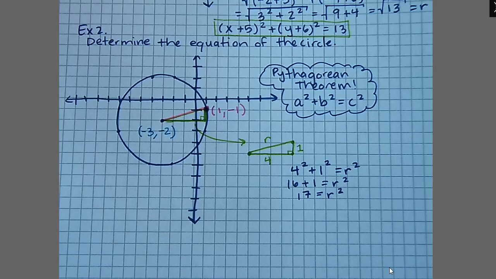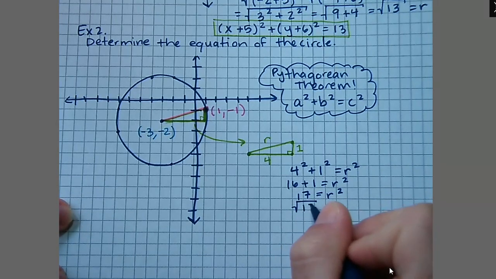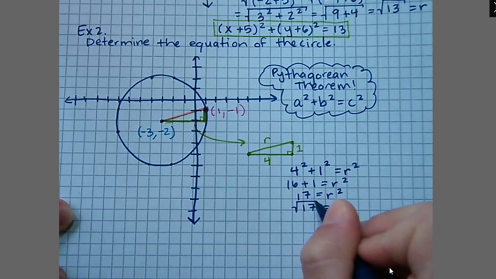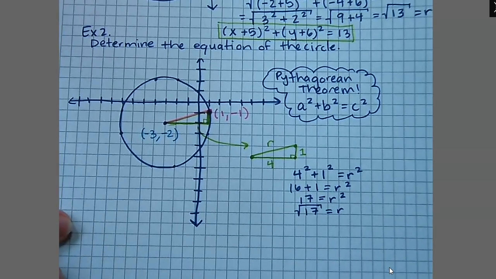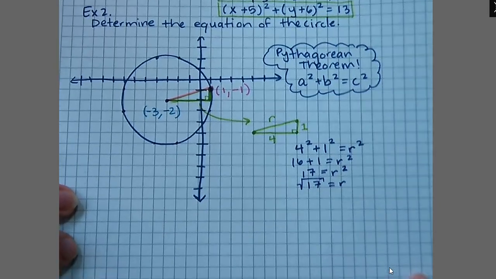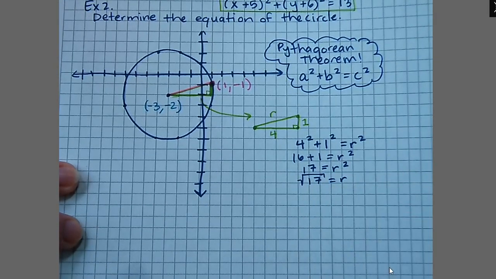And then to get r by itself, we're simply just going to take the square root of both sides. Okay, so we're going to do the square root of 17 equals r. The reason we don't do plus or minus square root here is because we're looking at distance, and you could not have a negative distance. Okay, so this is going to be our r that we're going to use here.